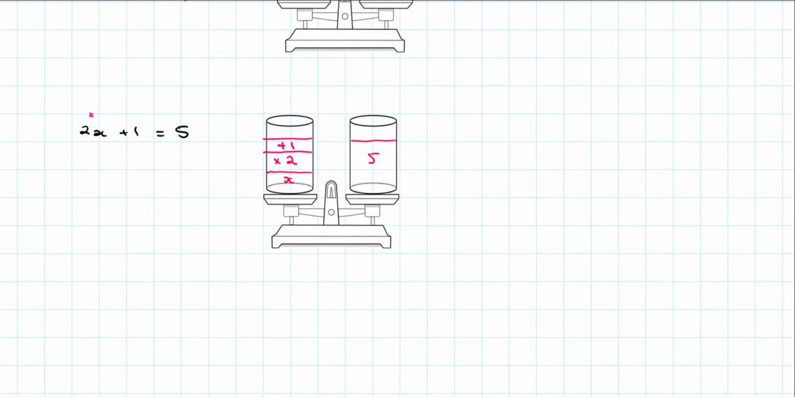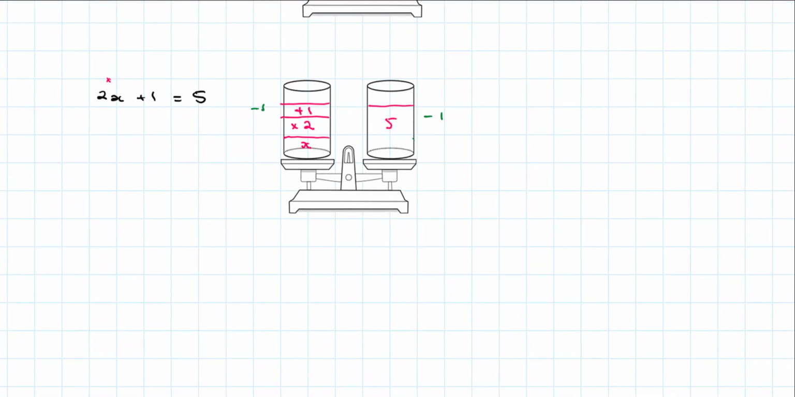So the layer that's on the uppermost is plus 1. So for that to come off, I need to do minus 1, which means I need to do minus 1 here. So minus 1 on the left hand side, let's line them up actually, that will be nicer. Minus 1 on the right hand side. So now on the left hand side I have 2x plus 1 minus 1. The whole idea was to remove the plus 1. So that leaves me with 2x. 5 minus 1 is 4. So now what's left here in the cylinder is 4, and the 1 is gone.